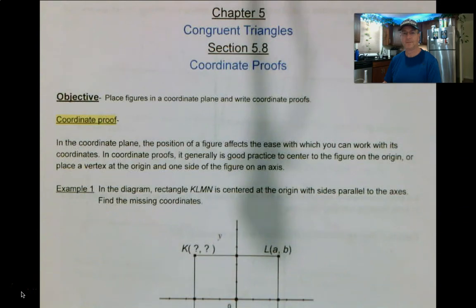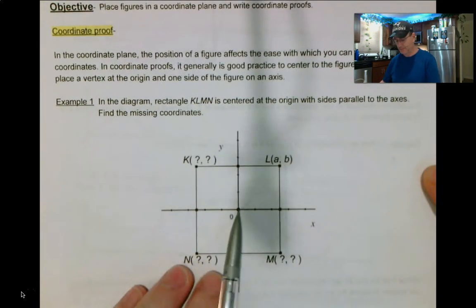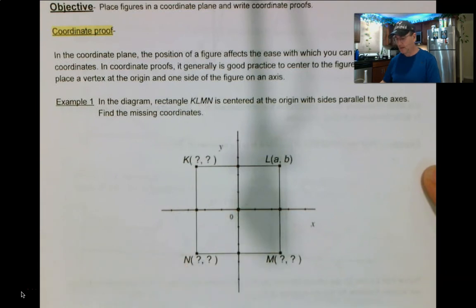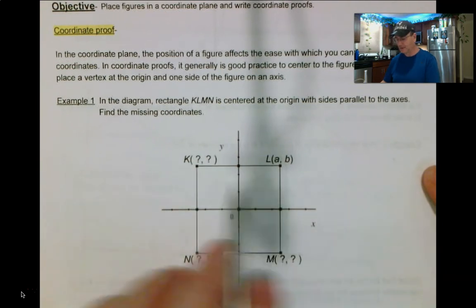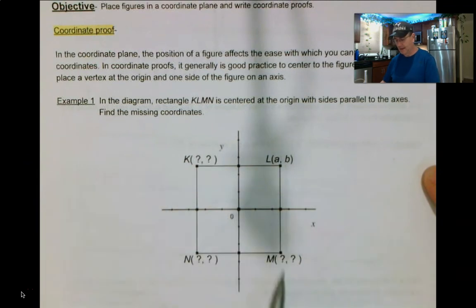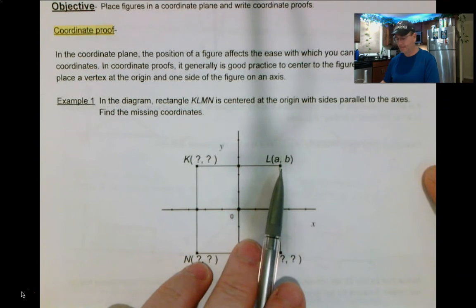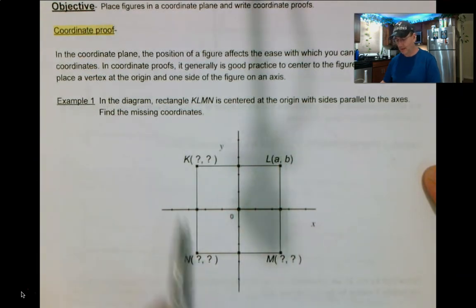Section 5.8, Coordinate Proofs. Example 1. In the diagram, rectangle KLMN is centered at the origin, right here, with sides parallel to the axes. So this side's parallel to the x-axis, and sides LM and KN are parallel to the y-axis. Find the missing coordinates. So we're given the coordinates for point L. We need to find the coordinates for M, N, and K.